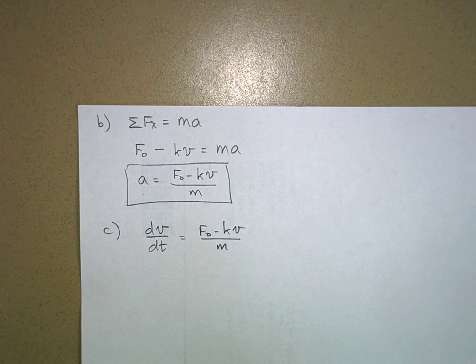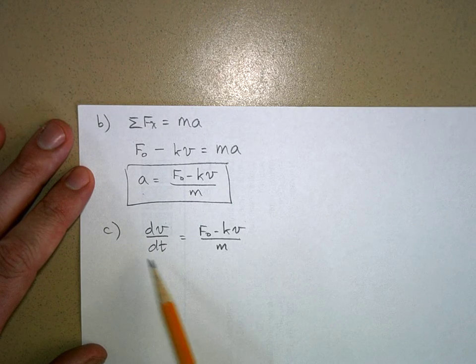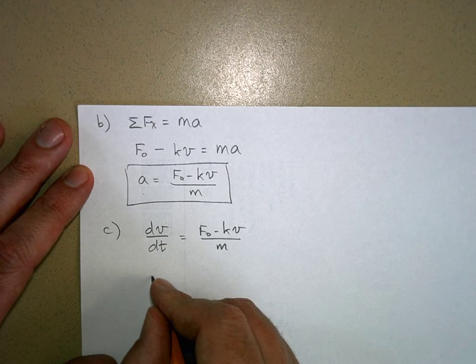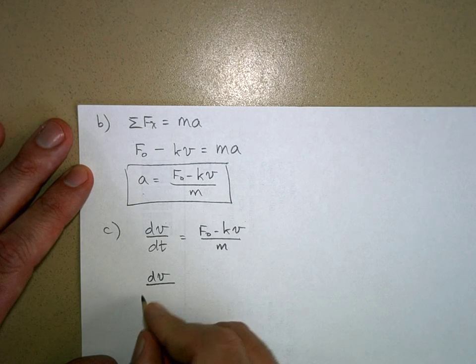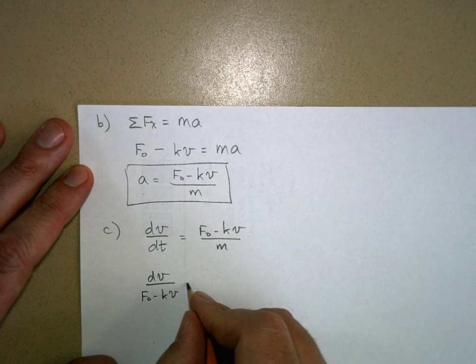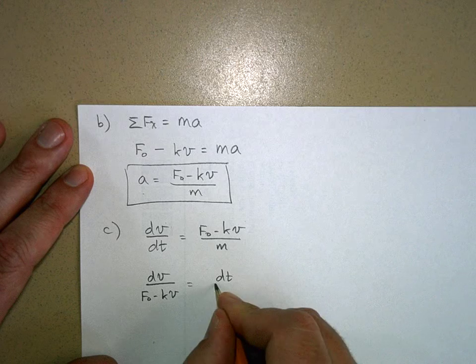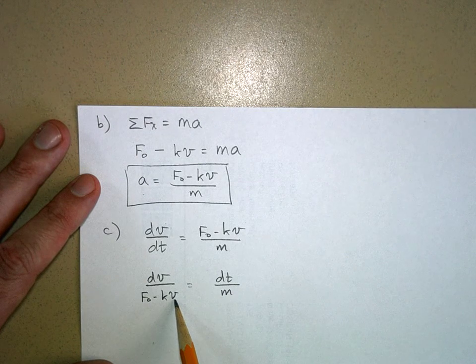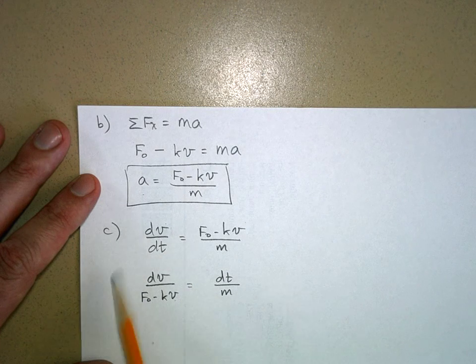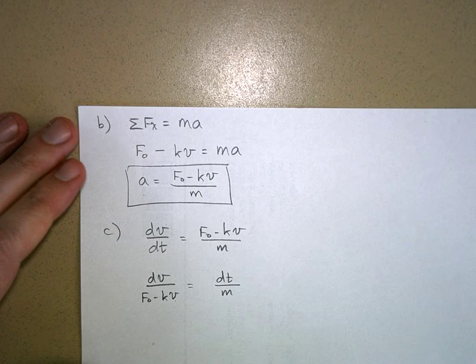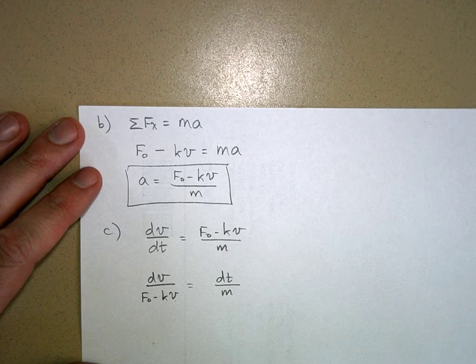Now, the way you solve a differential equation like this is you separate variables. That is, you put all the v stuff over here and you put all the time stuff over there, which is easy to do. This is dv over (F naught minus kv) is equal to dt over m. And we've separated the variables. But I want to get velocity by itself, and I also want it to start over here. So I'm going to change a few things here to make this something that we can actually integrate.